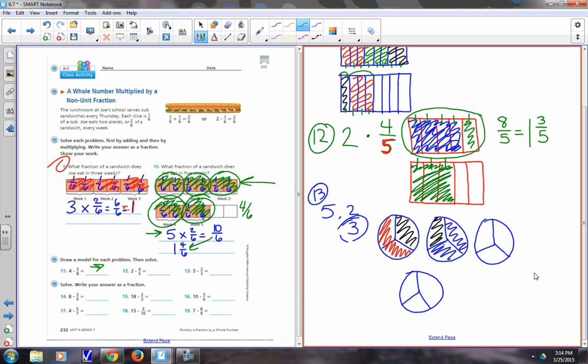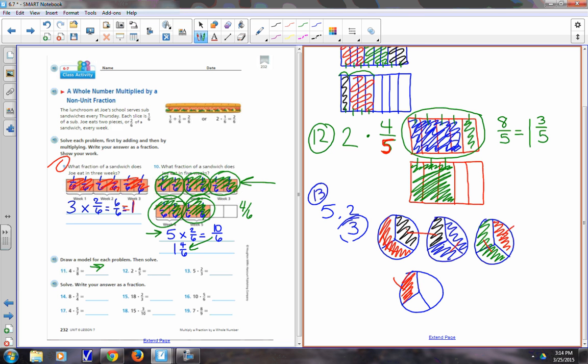2/3, 2/3, 2/3. 1, 2, 3, 4. 2/3. 5. 1, 2, 3, 4, 5. So 5 and 2/3 is, how many thirds is it?